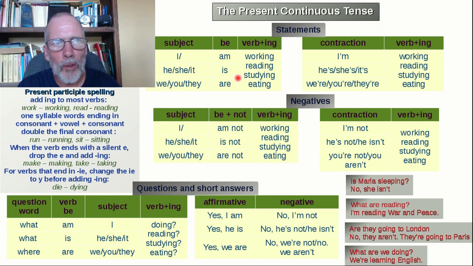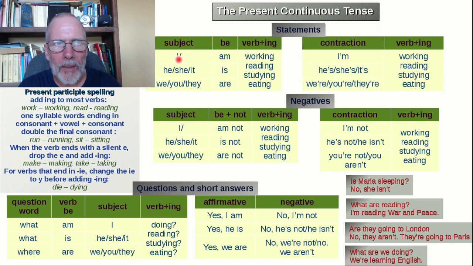And finally, to form the present continuous tense statement, we need to use the verb with ing. We need to use the verb in its ing form. This form of the verb is actually called the present participle. But just to make it easier here, basically what we're using is the verb with the letters ing after. So here I have some examples: working, reading, studying, eating. So using this information here, we can make some statements in the present continuous tense.